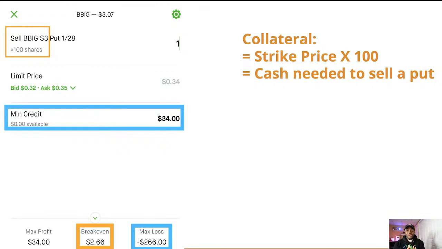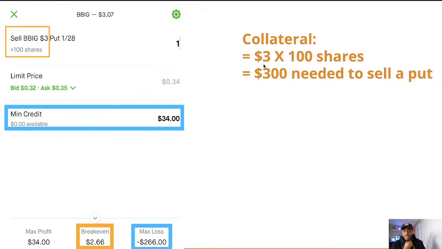Now, I want you to think about collecting interest on anything. If you put $300 into a bank, or really anything, a high interest savings account or whatever, you will never receive a $34 credit on $300. So this is why people take this risk of, okay, I'm willing to own 100 shares of BBIG in this example, so I can take the chance to get a $34 credit. It's like having dividends, but a high rate of dividends.